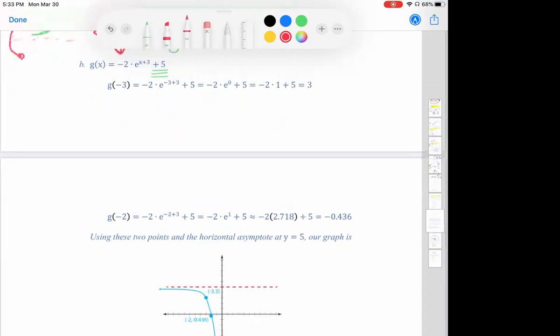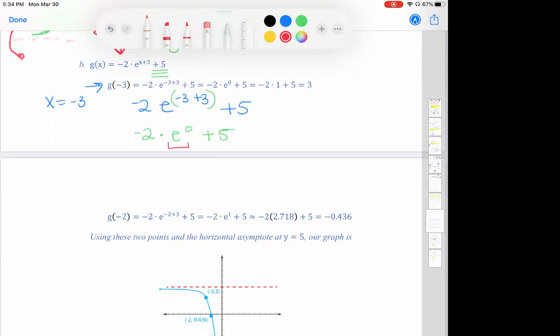So we're gonna let x equal -3, which we have here. Let me walk you through this work together. So we have -2, e raised to the -3 plus 3, plus 5. Now, why do they start off with -3? Well, because in your exponents, when you add them, it'll make 0. So that's a good point to start, where you make your exponent 0. So I have -2 times e to the 0 plus 5.